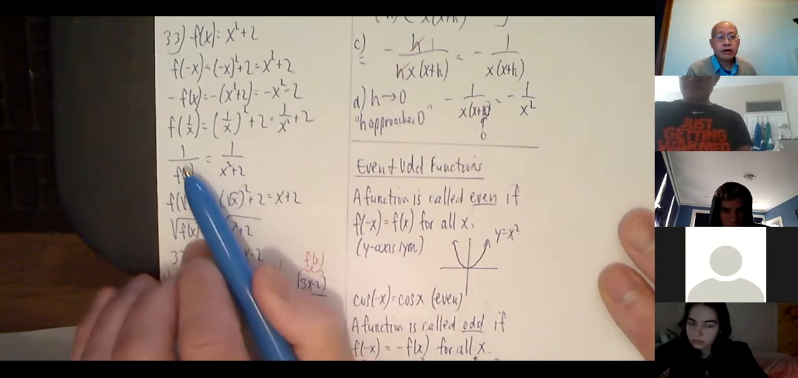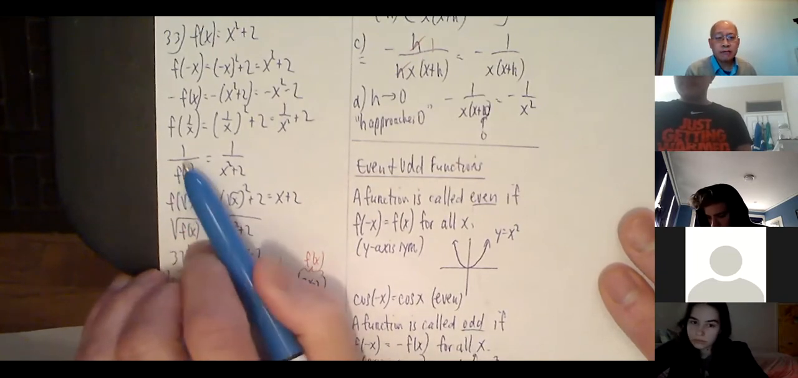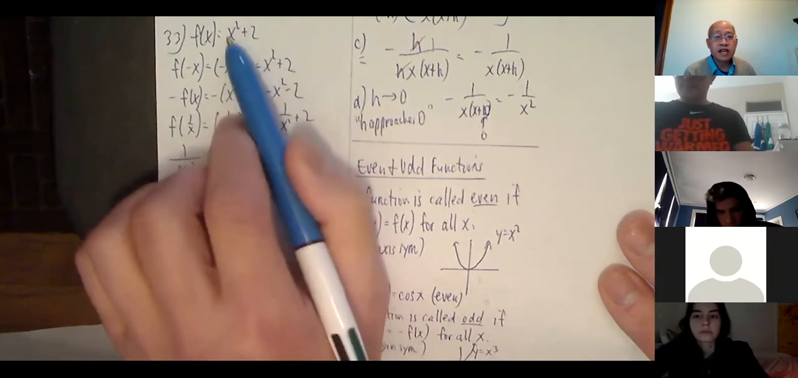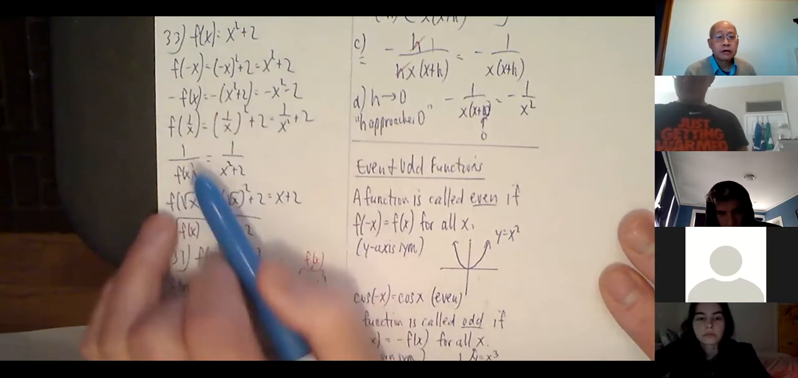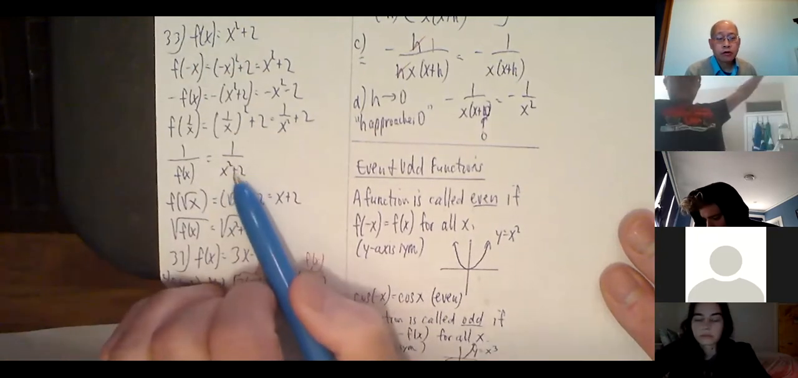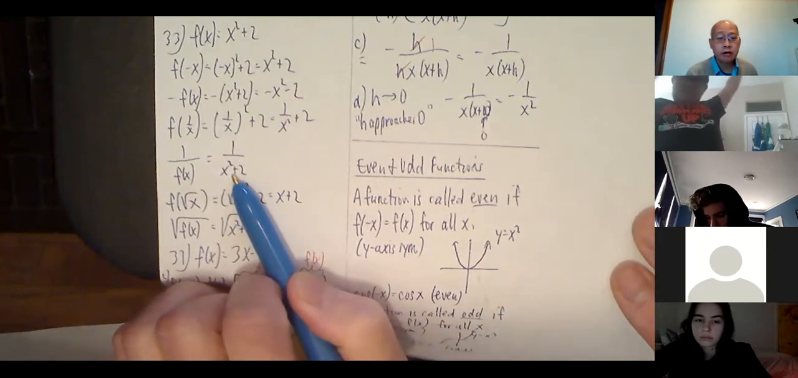The next one the book asks for is 1 over f of x, which basically means just give me the reciprocal of this. So it's just 1 divided by all that. So 1 over x squared plus 2. That's the answer. So 1 over x squared plus 2. And there we go.